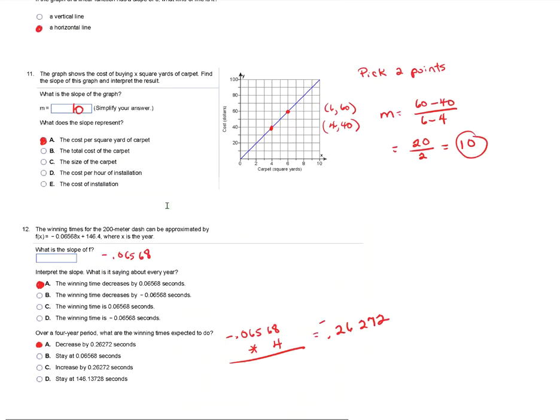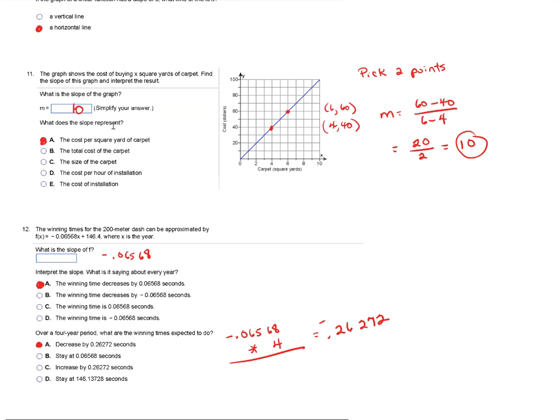Number 11. The graph shows the cost of buying X square yards of carpet. Find the slope and interpret it. All right, so they didn't give us anything, and you could pick any 2 points that you want. I definitely want to pick something where the squares intersect. So I just picked here and said that point is (6, 60). This point is (4, 40). Then I used my slope formula, 60 minus 40 over 6 minus 4. That's equal to 20 over 2, which is equal to 10. So 10 is my answer for the first part.